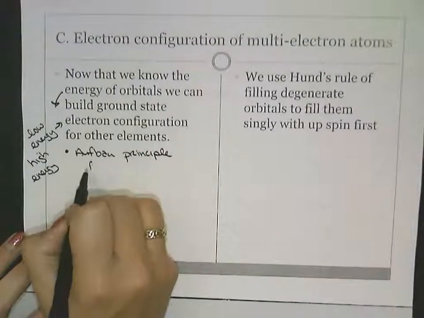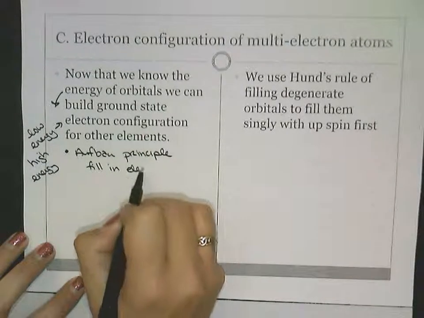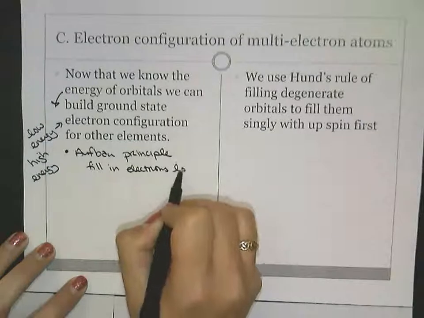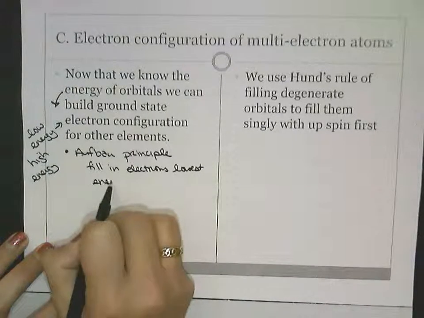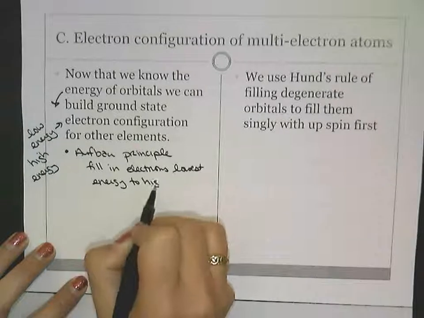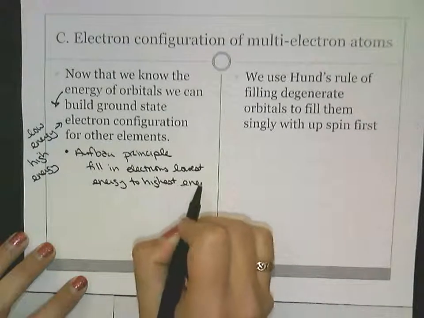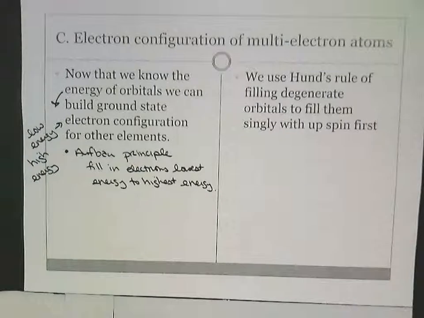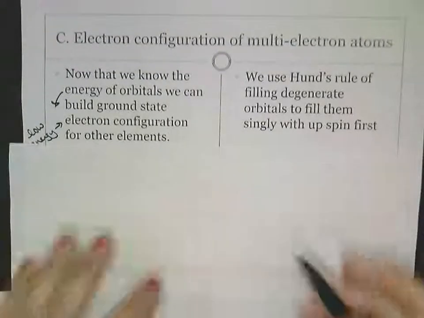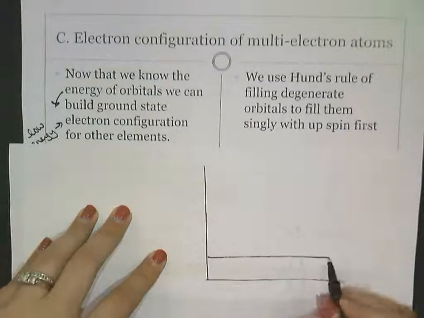Fill in electrons lowest energy to highest energy. So you're going to fill up all the n equals 1s. Then if n equals 2, S is less energy than P. I can even draw a little picture down. Hold on, let's see if I can figure out how to draw this picture. It only has one option.